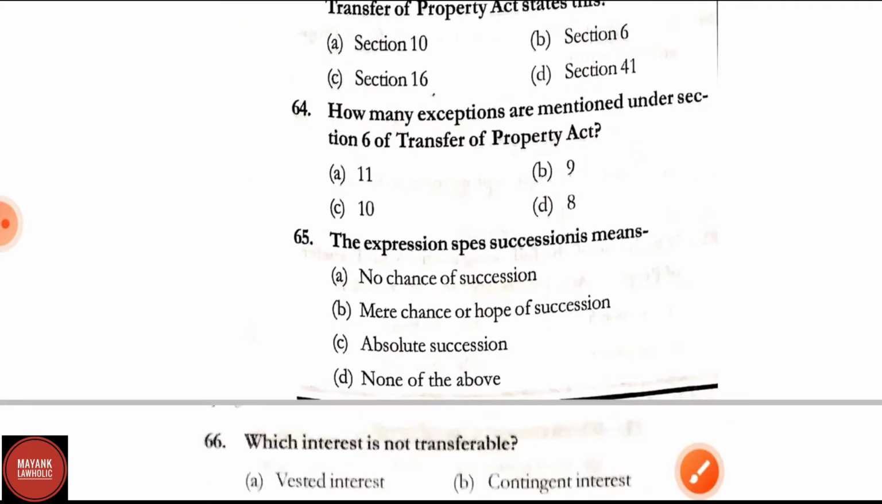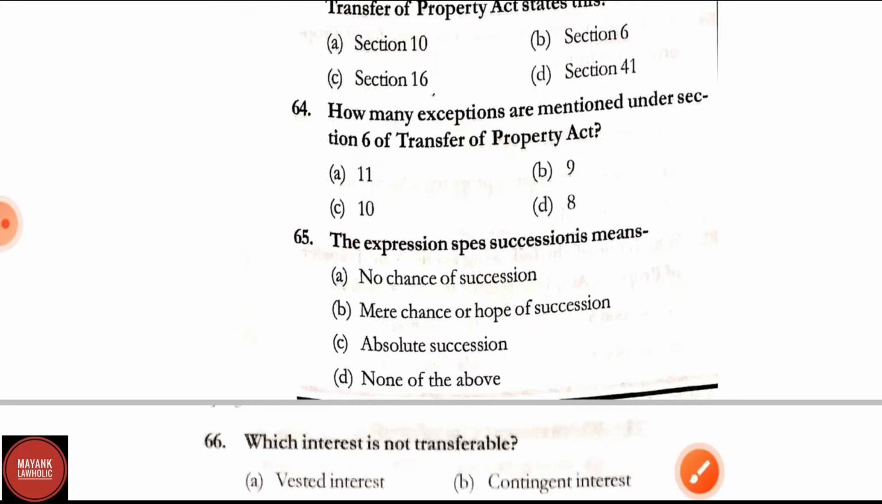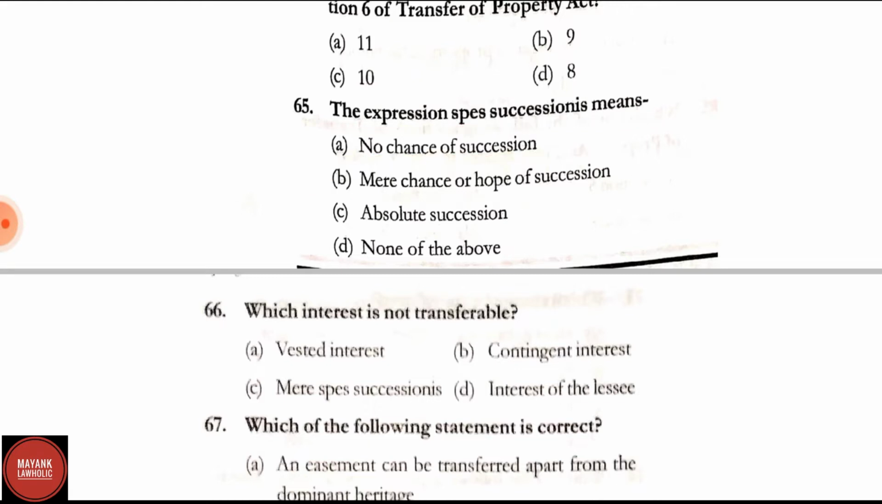Question number 64. How many exceptions are mentioned under the Section 6 of Transfer Property Act? There are total 10 exceptions mentioned in the Transfer Property Act. Therefore, option C will be the correct answer. Question number 65. The expression spes successionis means no chance of succession, mere chance or hope of succession, absolute succession, none of the above. Correct answer is option B, that is mere chance or hope of succession.